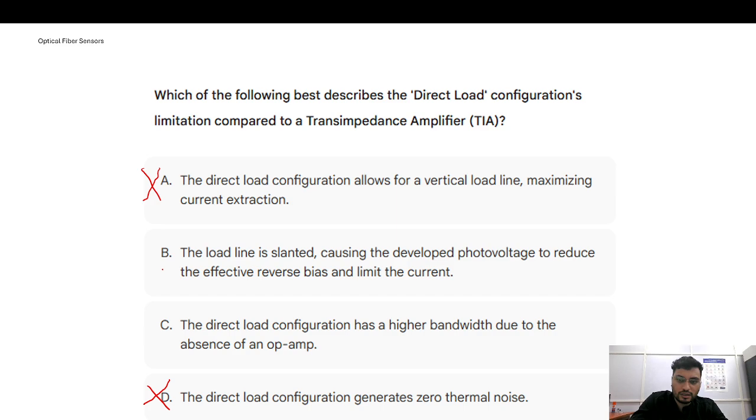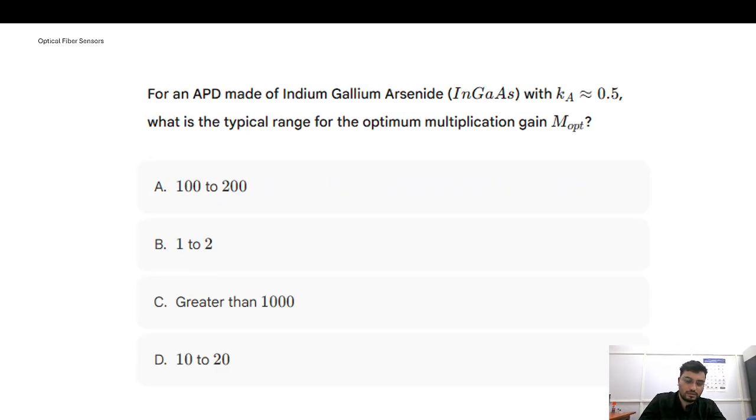Which is the limitation for the direct load? We have seen that it is slanted. So if you compare these two, B and C, which one is not a limitation for the direct load? A slanted line, option B. Correct. In the direct load we are not using the op-amp, so we are not getting the gain, but we are getting higher bandwidth. So this is also not a limitation. So this is the limitation, and this is the correct answer.